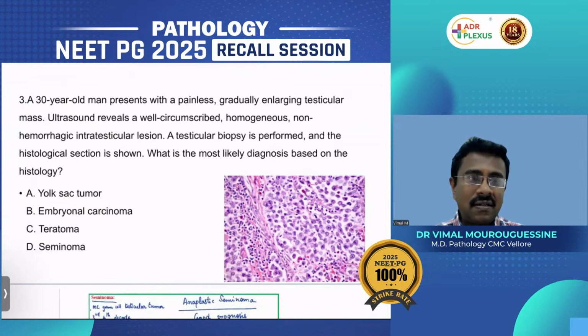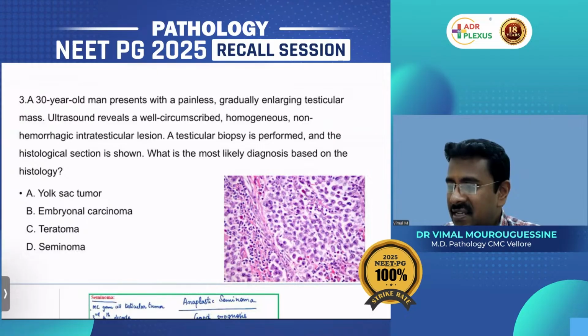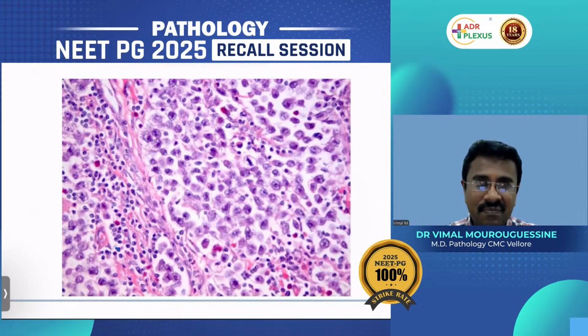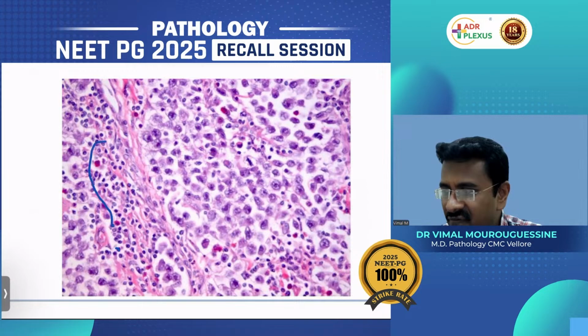Moving on to the third question: a 30-year-old man presenting with a painless, gradually enlarging testicular mass. The gross appearance of the testicular mass was given with a homogeneous surface, and the characteristic histological image shows tumor cells with clear cytoplasm. We used to say this has a fried egg appearance, due to glycogen and lipid storage. And what is most striking here is that you can see a lot of lymphocytes.